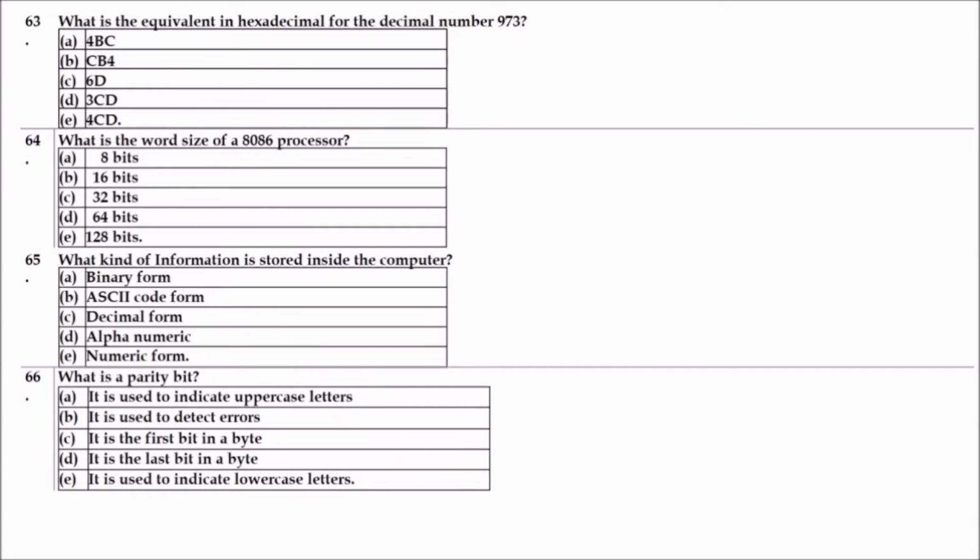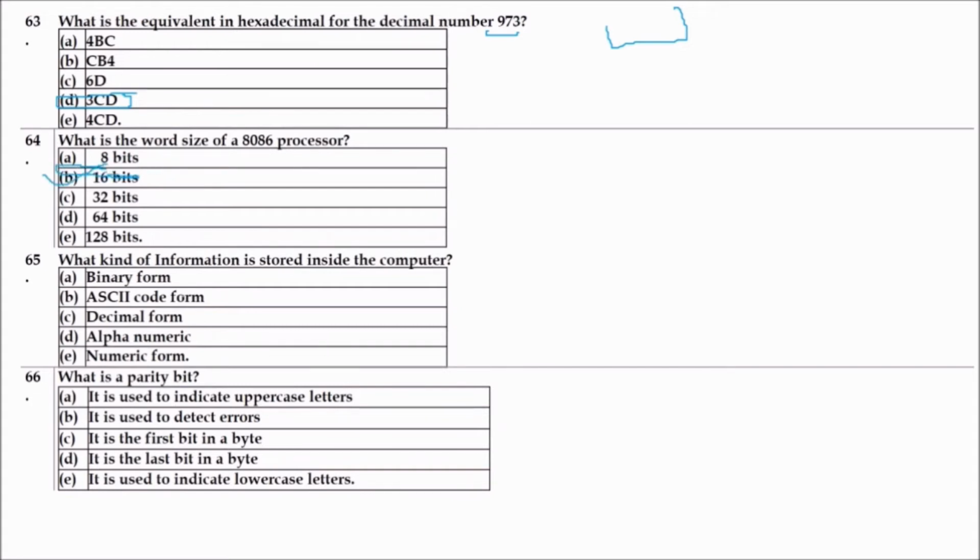Next question is, what is the equivalent in hexadecimal for the decimal number 973? Hexadecimal of the decimal number. Now what are you going to do, tell me. I hope that you are going to solve it. Change the decimal number into binary, make groups of 4 and just write it. So the answer here is this one, 3CD. What is the word size of the 8086 processor? The answer is 16. It is a 16-bit processor. So we'll go with this B.